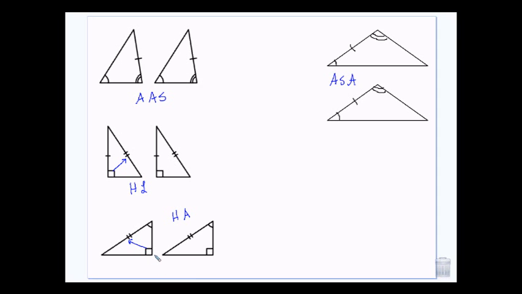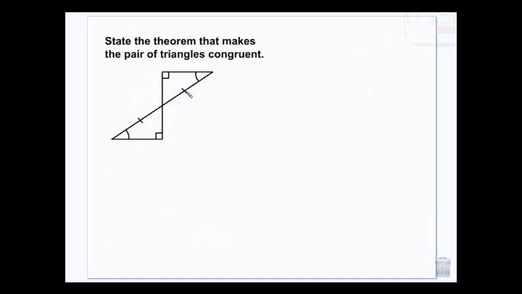A couple of them we could use here. We have a hypotenuse and an angle, so not hypotenuse, leg, but hypotenuse, angle. But I can also say angle, angle, side. Technically that's true. But look at this. These are vertical angles. So I could say angle, side, angle. So there's more than one way to get there, right?